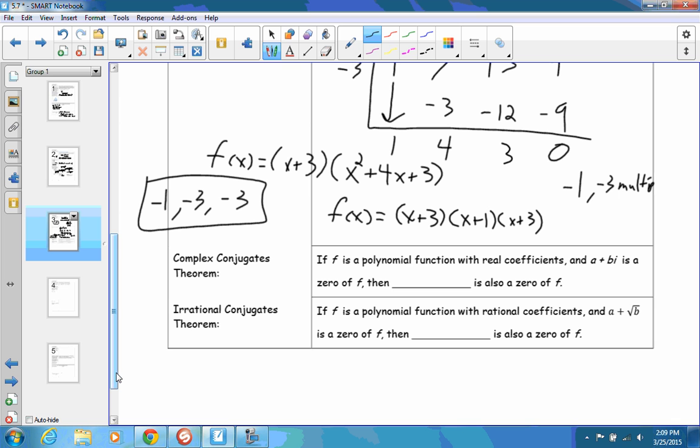So you can also write negative 1, negative 3, multiplicity of 2. If it showed up 3 times, it would be a multiplicity of 3. Don't write negative 3 times 2. That's negative 6, and that's wrong.